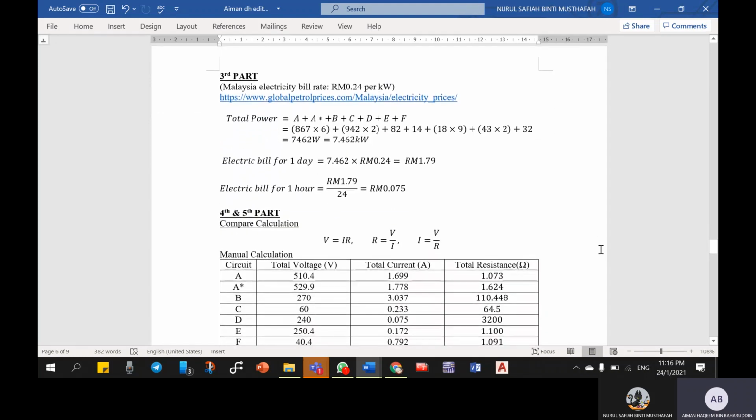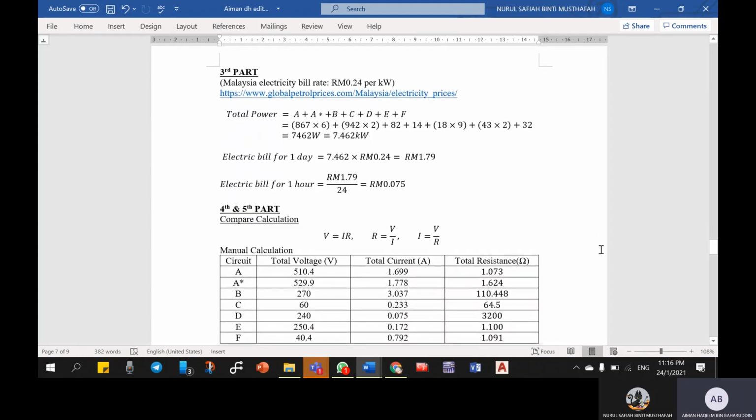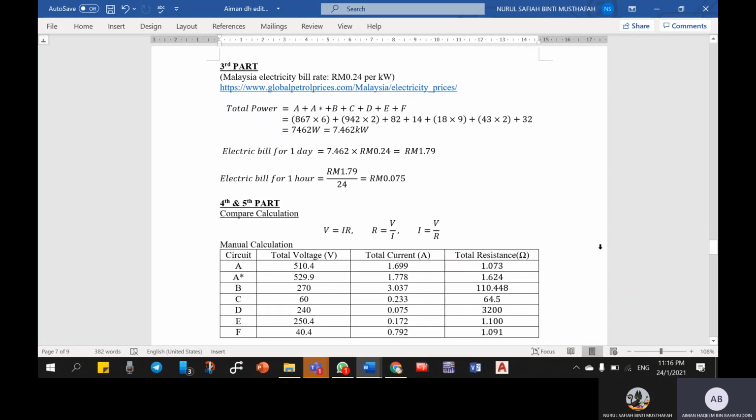For the third part, we used the Malaysia electricity bill rate of RM 0.24 ringgit per kilowatt. We obtain this bill rate from the link given, which is globalpetrolprices.com, Malaysia electricity prices. The total power across all the circuits and rooms is A plus A prime, A star plus B plus C plus D plus E plus F.